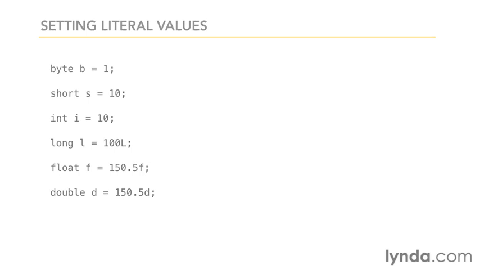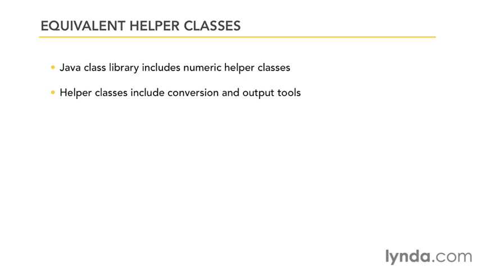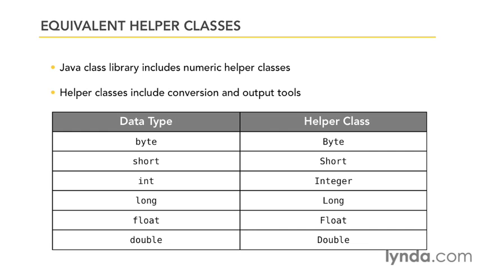In addition to the primitive data types for numbers, there are also a set of helper classes that are a part of the Java class library. Each of these helper classes includes tools for converting and outputting numeric values. Here's a listing of the data types on the left and their matching helper classes on the right.